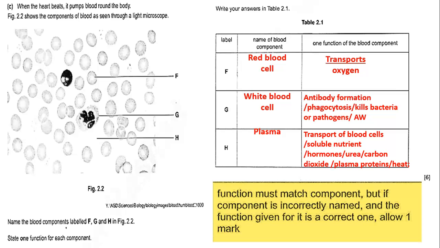So this is the mark scheme. So when they say any wording, this doesn't mean that you write anything. The information must be right. Functions must match the component. So please make sure that when you write a component, the function must be matching the component.